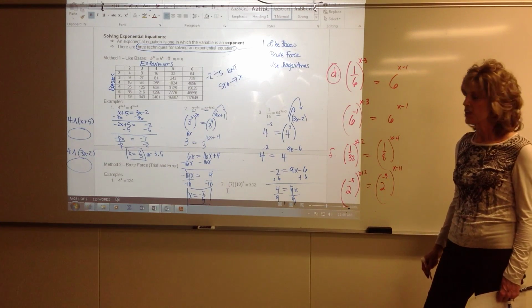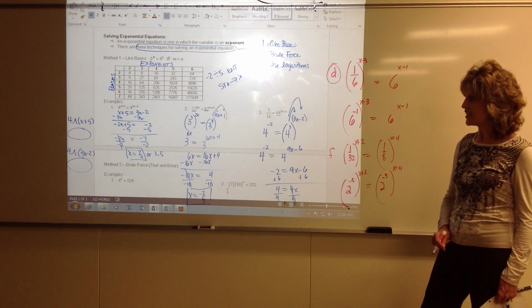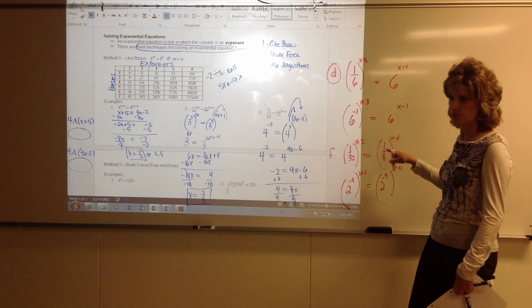Okay? So on the middle section of your homework, you are solving using like bases. These examples should help you do that.